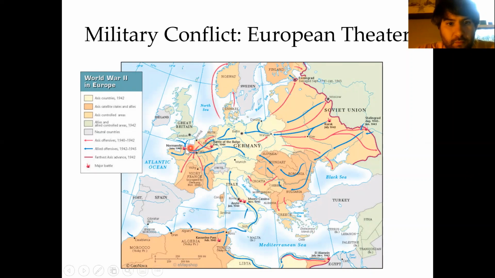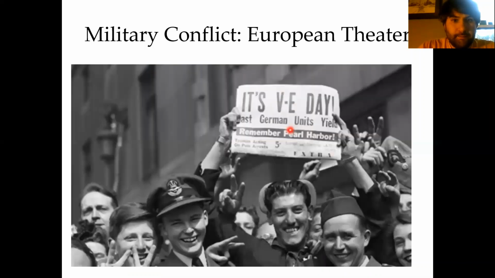If you follow the blue arrows from here, right, we have the red arrows, which are the German advances. The blue arrows are the Allied advances. And you can start to see what's happening here. After they invade Normandy, Allied troops are able to push further and further into Germany. Similarly, you can see the Soviet troops eventually starting to push into Germany. And so now the Germans are being collapsed upon by both sides.